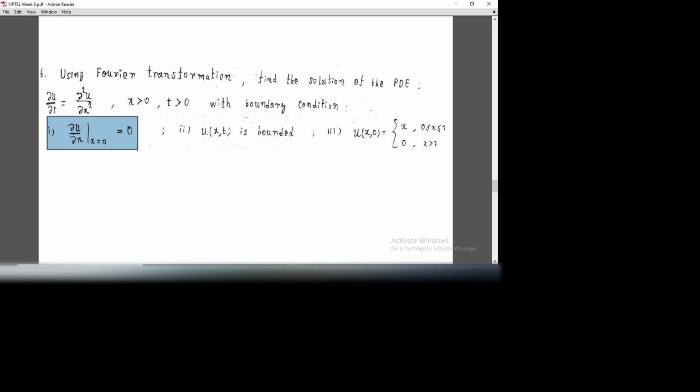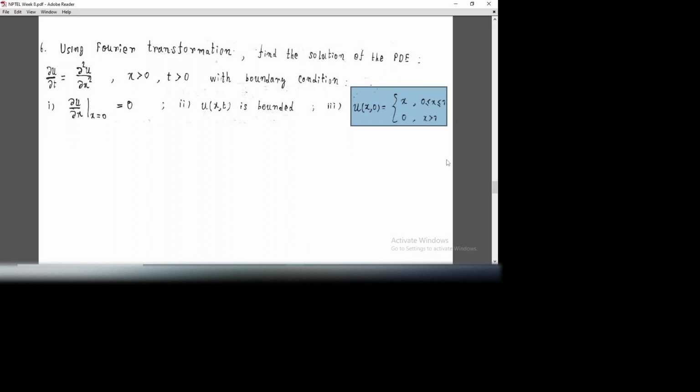One is this one, del u del x at x equal to 0 is 0. The second one is this one, u(x,t) is bounded. This is not actually a boundary condition but simply a condition, so our solution is needed to be bounded. And the third one is this one. This is actually an initial condition. What is the value of our function at t equal to 0? So this is the initial condition.